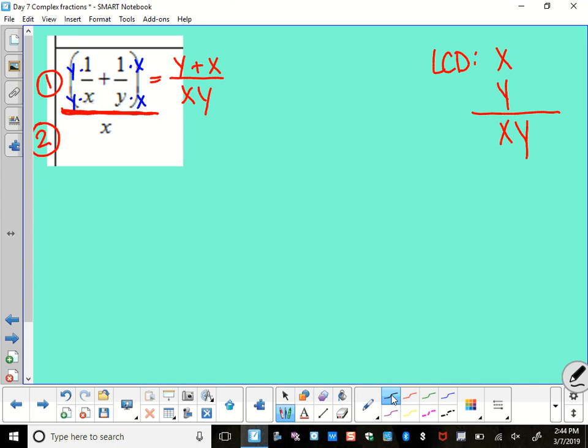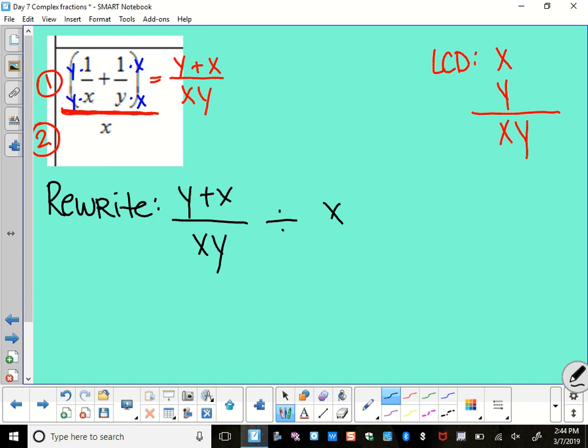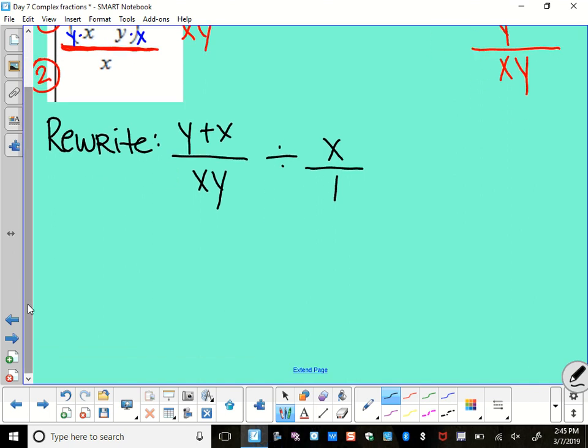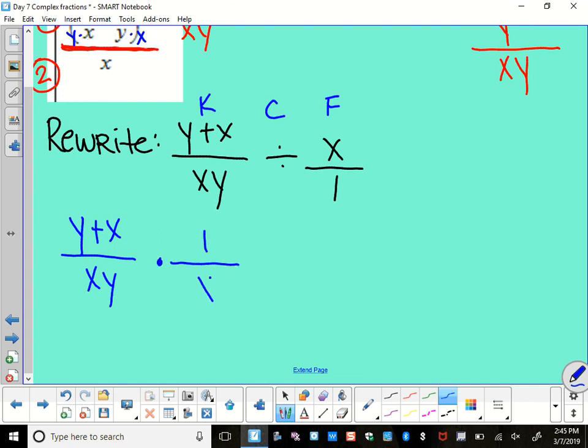There's nothing else to do with that second fraction. It just says x. So let's just leave it like that. If we rewrite it, we'll have y plus x divided by xy, divided by x. What'd you say, Jeffrey? Over 1. Over 1, good. We don't just leave it as x, we have to put it over 1. So now, when I'm getting ready to keep, change, flip, I'm going to have y plus x divided by xy times 1 over x.